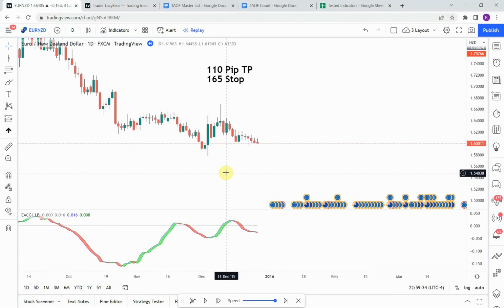Today we will be testing Ehlers Adaptive CG Indicator.